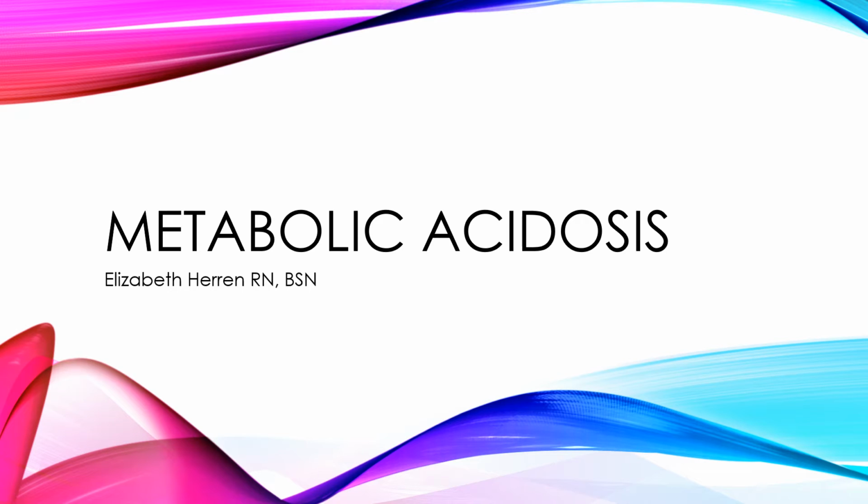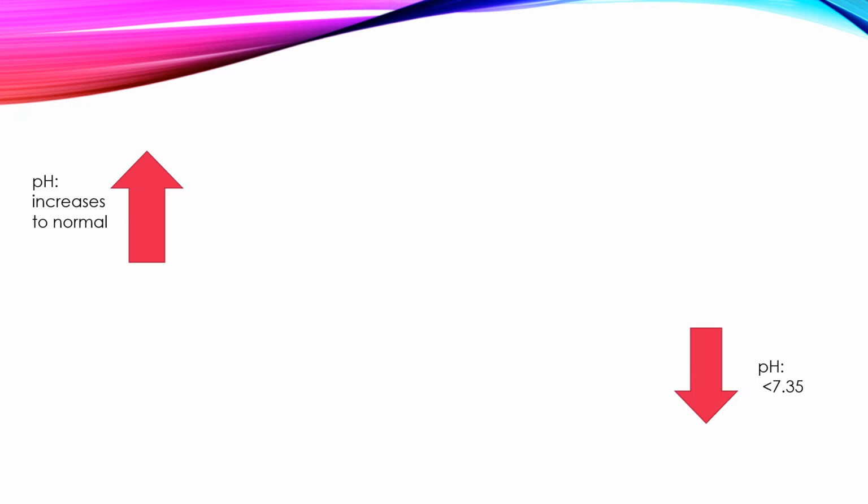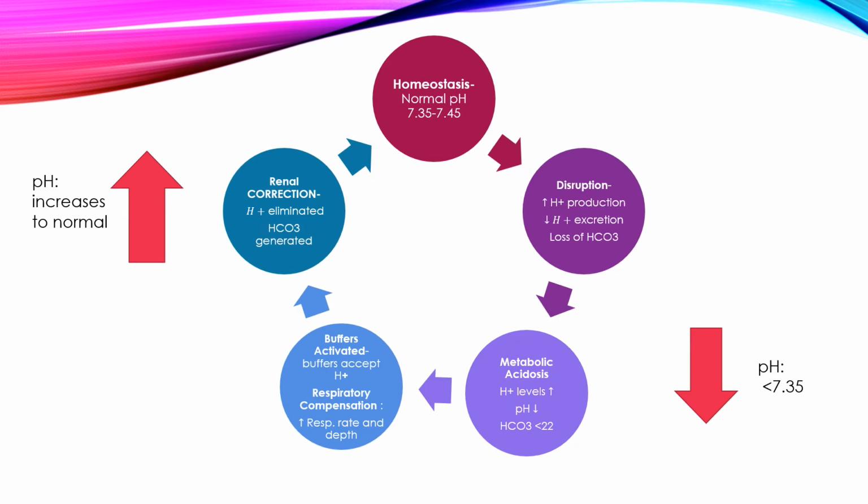Let's talk about metabolic acidosis. Metabolic acidosis happens because of a bicarbonate deficit in the acid-base balance. Remember that 20-to-1 ratio. If there is a loss of bicarb, this can disrupt that ratio. Also, if there is an excess of acid in the body, this can also disrupt that ratio. So let's take a look at our metabolic acidosis model.